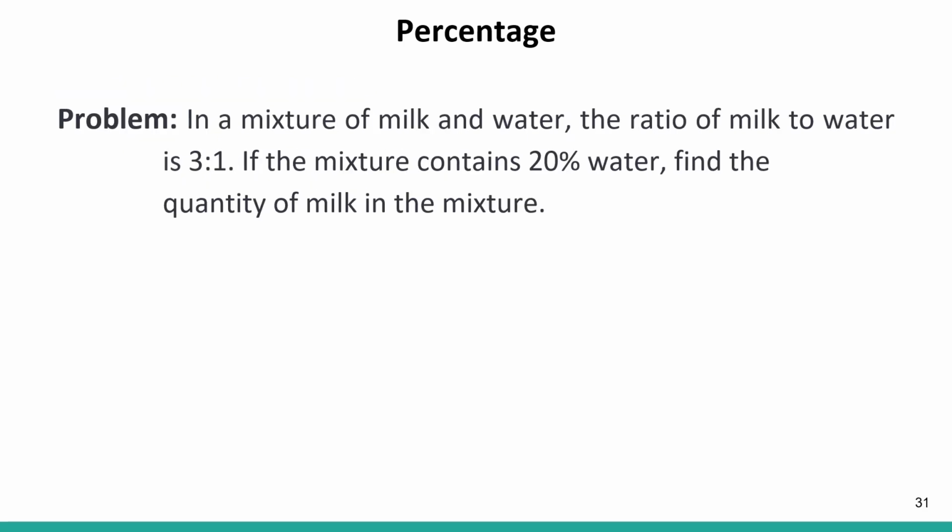So let's see the problem. In a mixture of milk and water, the ratio of milk to water is 3:1. So the ratio of milk to water is equal to 3:1. If the mixture contains 20% water, find the quantity of milk in the mixture. So it asks us, let's say milk is 3x amount, and water is 1x amount.